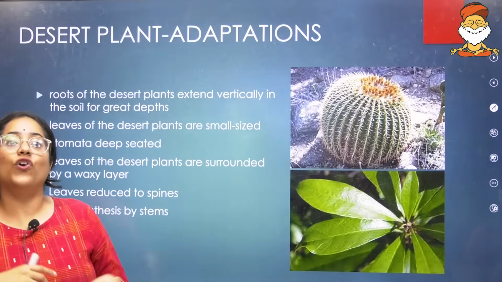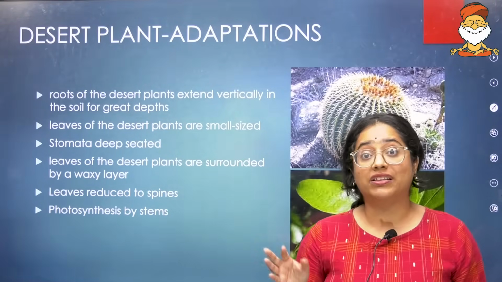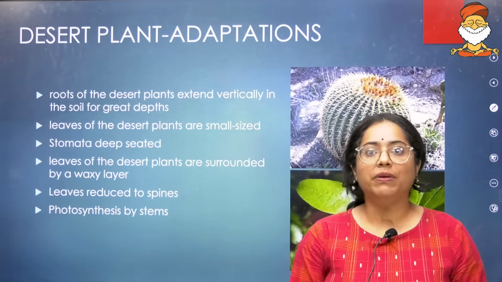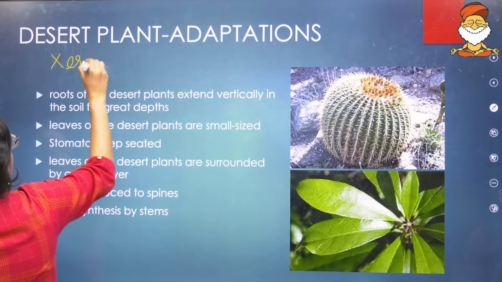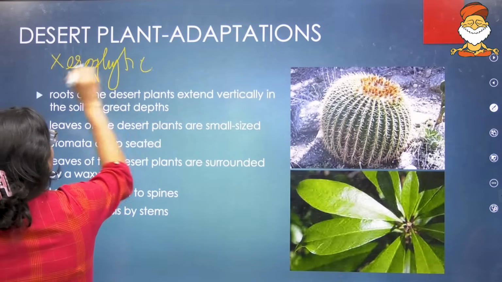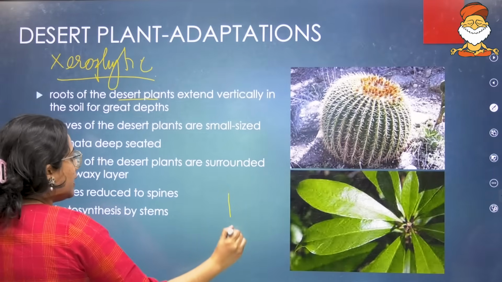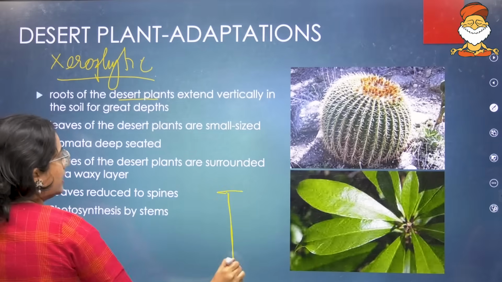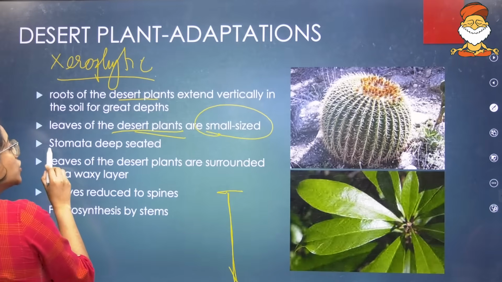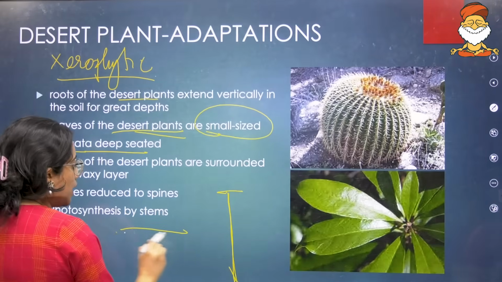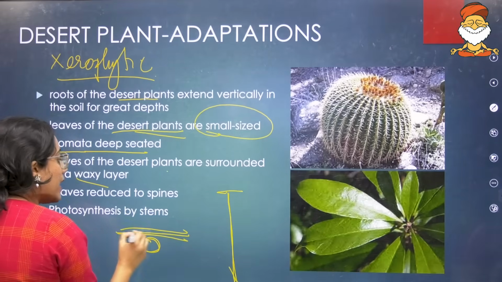Now, finally, moving on to the different kinds of desert plants, their adaptations, etc. This is a UPSC favorite thing. Let's have a quick look into it. The desert plants which are living in very xerophytic conditions. Xerophytic means where you do not have enough water. The roots of the desert plants extend vertically in the soil for great depths. The leaves of the desert plants are small sized. The stomata of the desert plants are going to be deep-seated. The leaves of the desert plants are surrounded by a waxy layer.